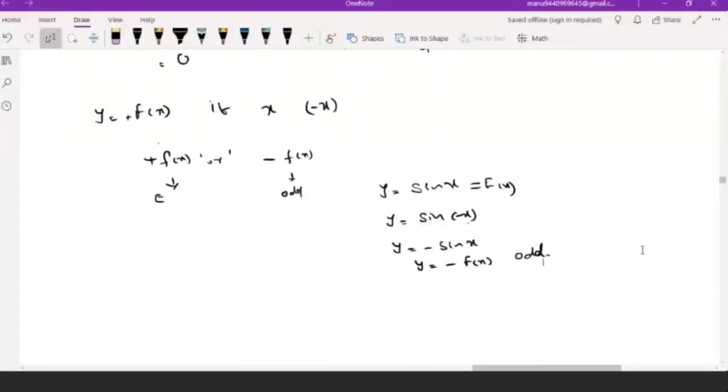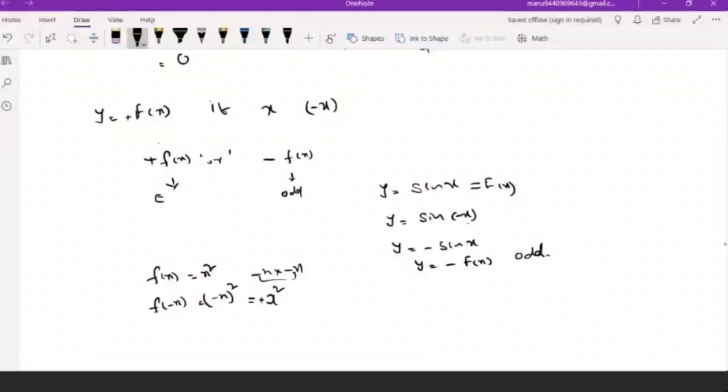We will take another one, an even function. So f of x is equal to x square. X replaced by minus x gives minus x whole square, that means x square, because minus x into minus x, minus and minus, is plus. We are getting plus f of x, the same function without changing the symbol. Again we are getting plus x square, that is f of x. This function is called an even function.